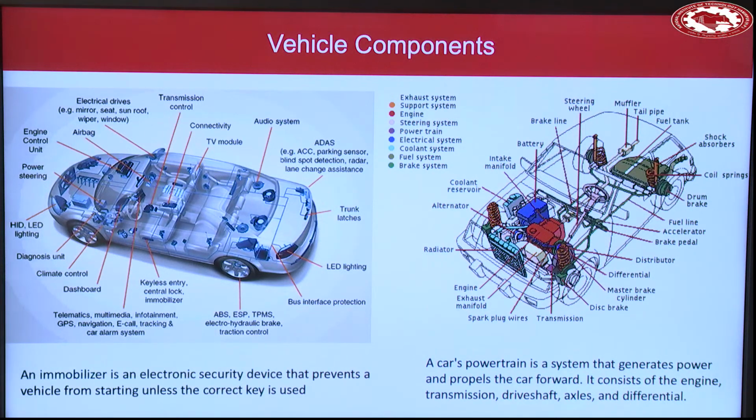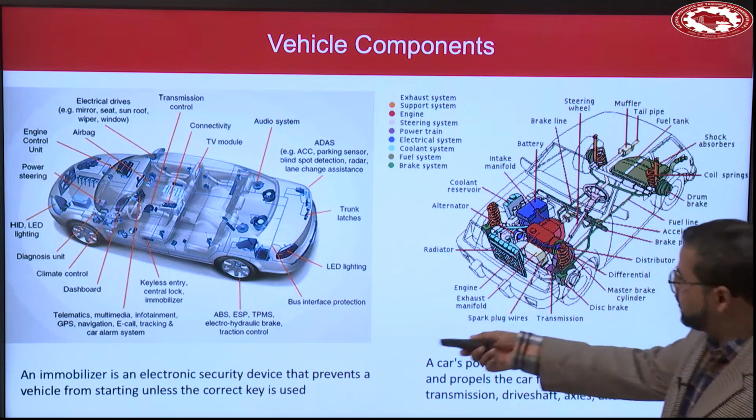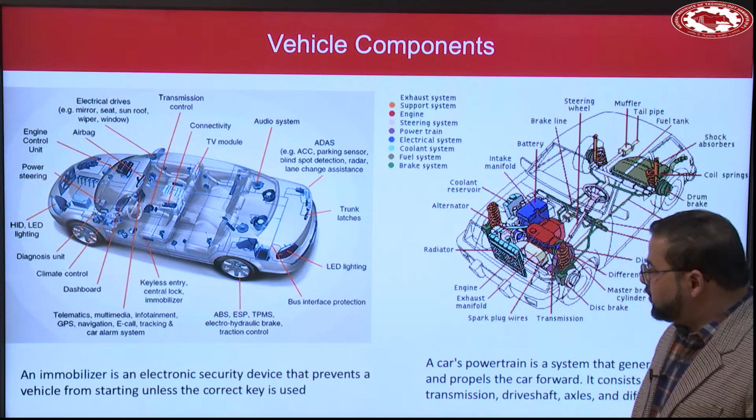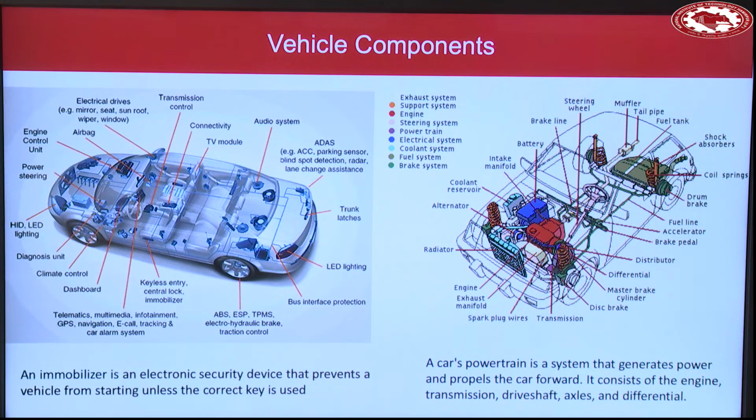And this is how it looks like. There are a number of parts now. As these vehicles are getting smarter and smarter, the technology itself is getting more complex to understand. If you see this, the number of things: LED lights, hydraulic brakes, keyless entry, dashboard, climate control, diagnosis unit, power steering, engine control, and so many varieties of things. So there are subsystems within the system.